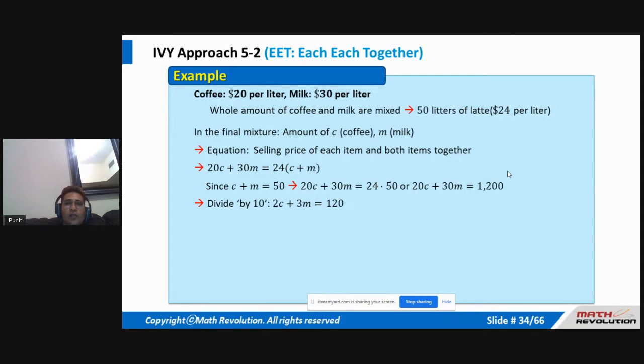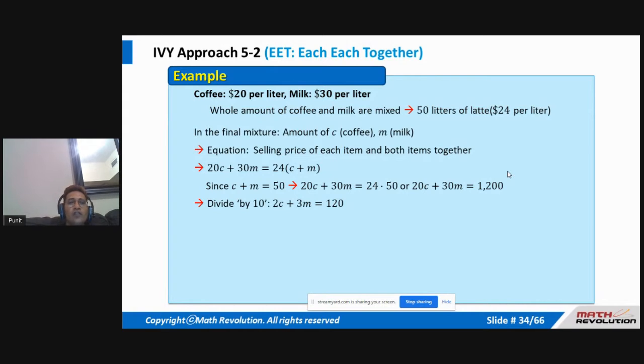It could be cappuccino as well. It could be Nescafe. It could be espresso. It could be anything. So we are not focusing majorly on the coffee right now, but we are majorly focusing on the mixing. So the whole amount of coffee and milk are mixed, which is 50 liters of latte. That's $24 per liter.